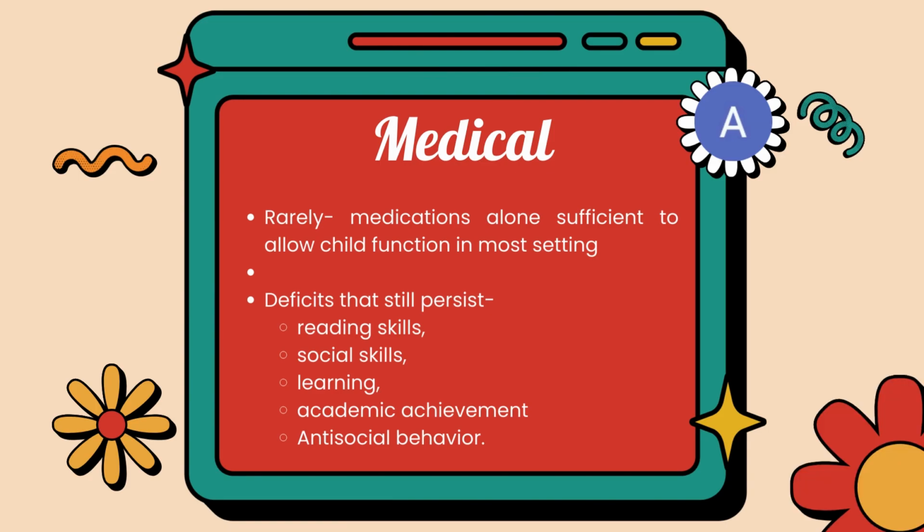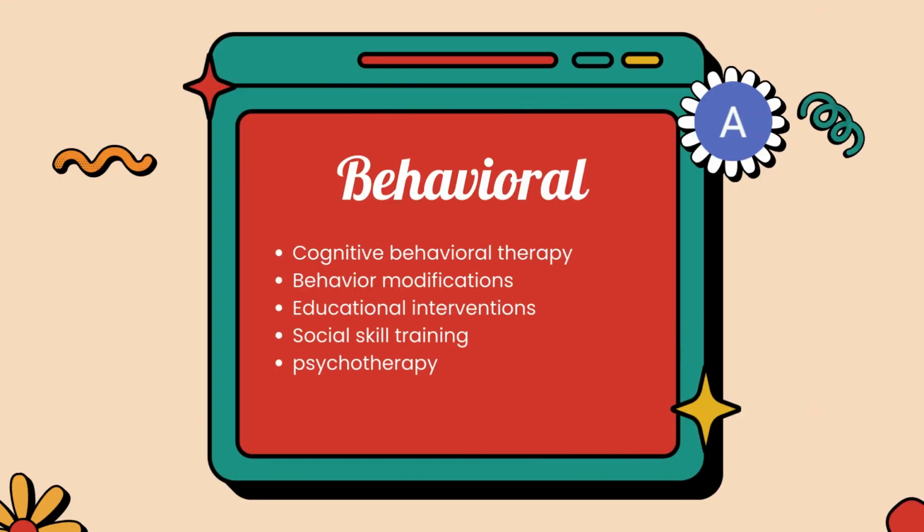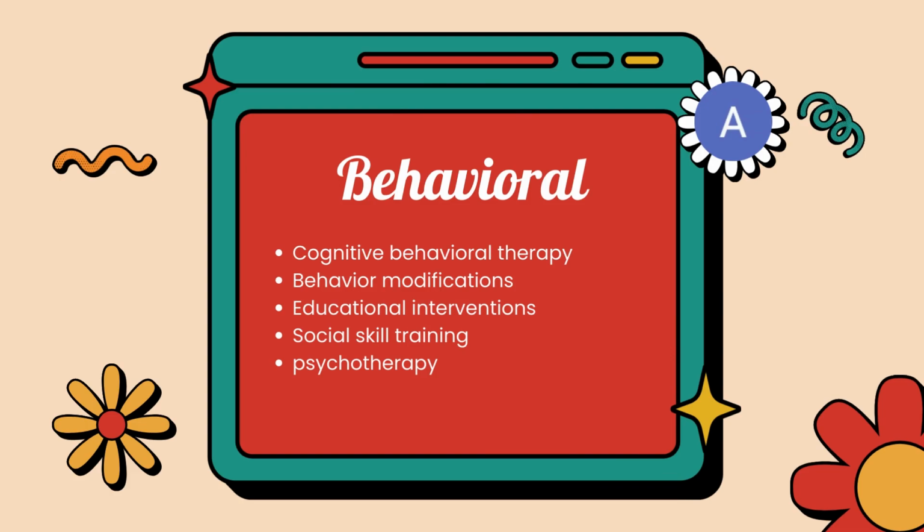Rarely, however, are medications alone sufficient to allow a child to function in most settings. Deficits that seem to persist are those in reading skills, social skills, learning, academic achievement, and antisocial behavior. Consequently, one or more behavioral interventions are typically needed. The most frequently recommended therapies include cognitive behavioral therapy (CBT), behavior modification, educational interventions, social skills training, and also psychotherapy.